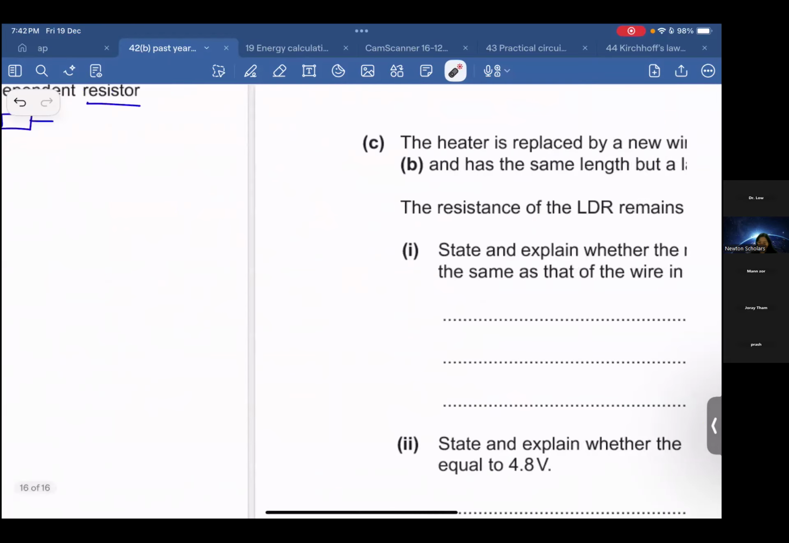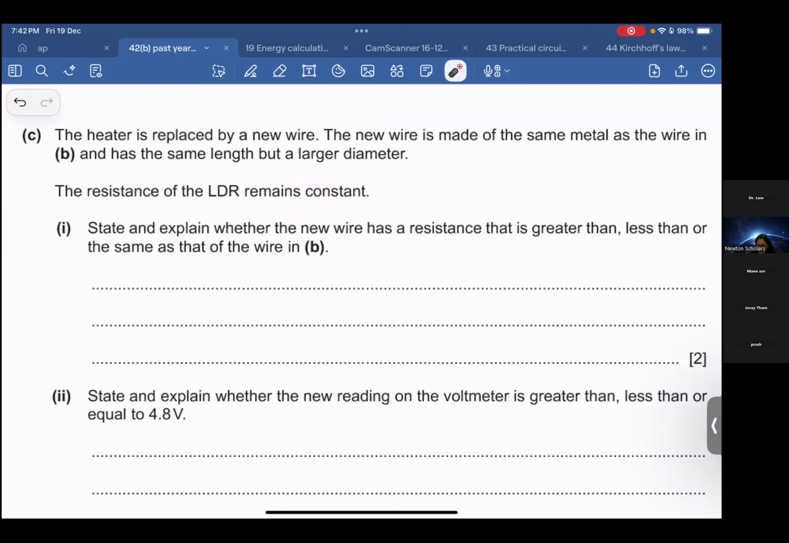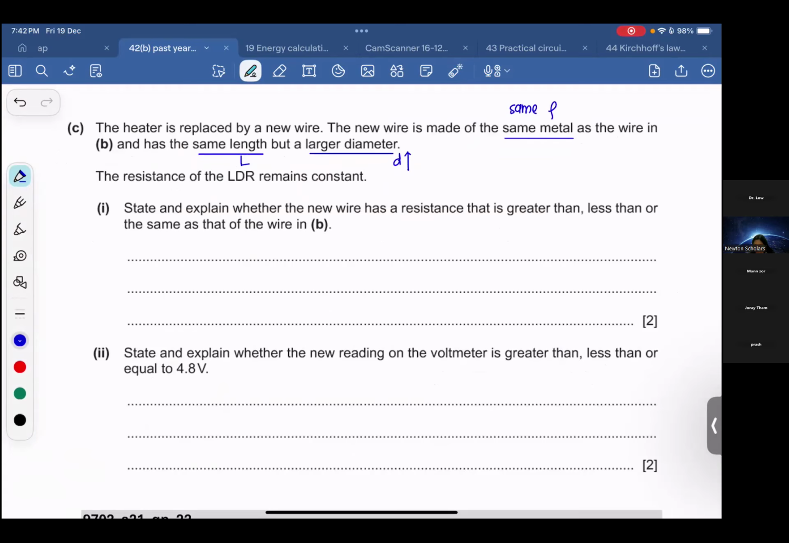Part C. The heater is now replaced by a new wire. The wire is made from the same metal, that means the same resistivity as the wire in B. And it has the same length L, but a larger diameter. Diameter increases, resistance of the LDR remains constant. So state and explain whether the new wire has a resistance that is greater than, less than, or the same as that of the wire in B.